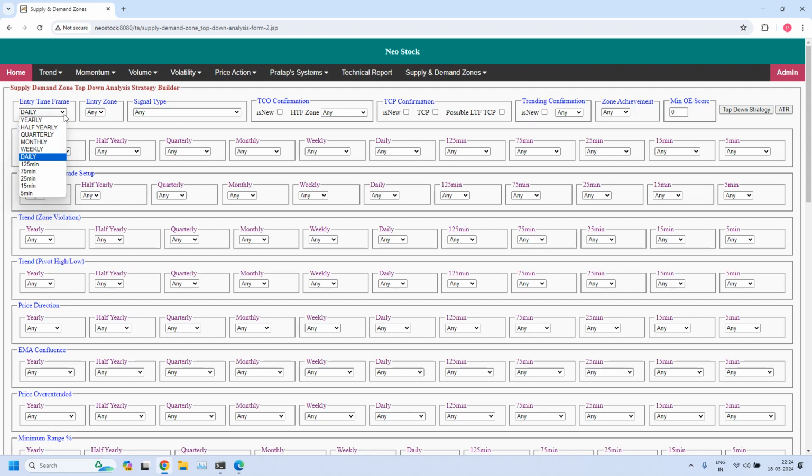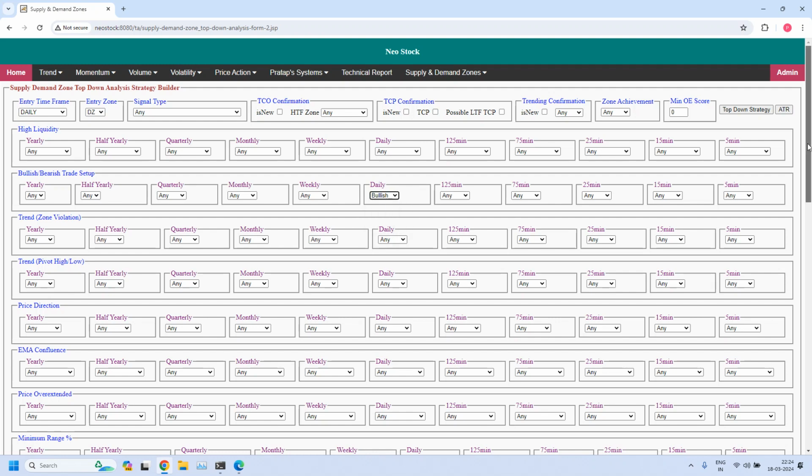For the monthly income trade, your LTF time frame, that is the entry time frame, is daily, and the entry zone should be a demand zone. In bullish or bearish trade setup, and the daily time frame, I am selecting the value bullish.